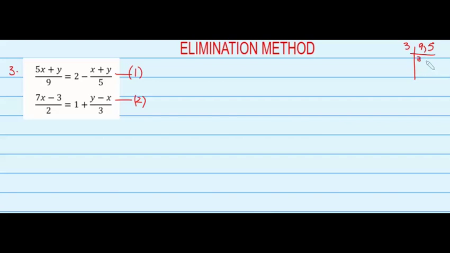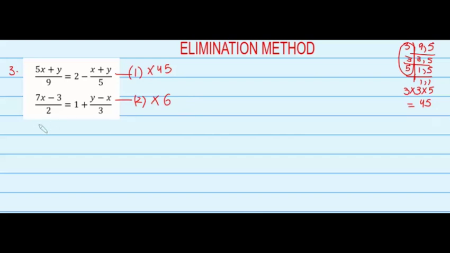3 3s are 9 and 5 as it is. Again 3 1s are 3, 5 as it is. Now 5 1s are 5. So this is the LCM we have, right? So 3 times 3 times 5, which is 45. So it means equation number 1 will be multiplied by 45, and similarly the LCM of 2 and 3 is 6, which we already found in the previous question. So the second equation will be multiplied by 6.